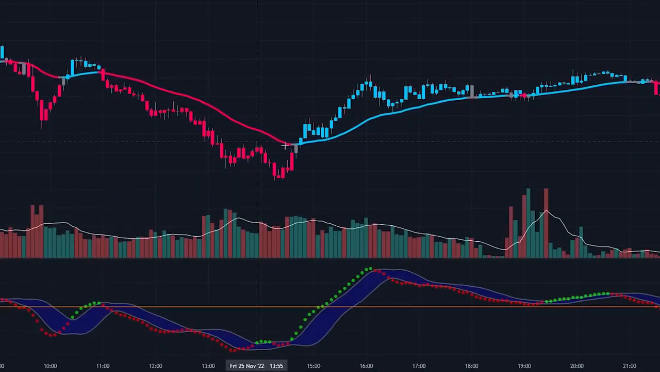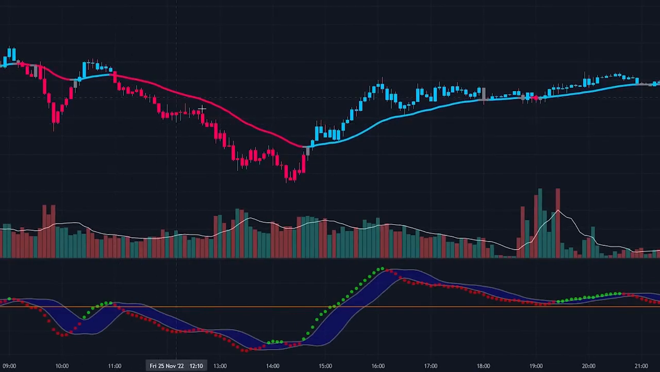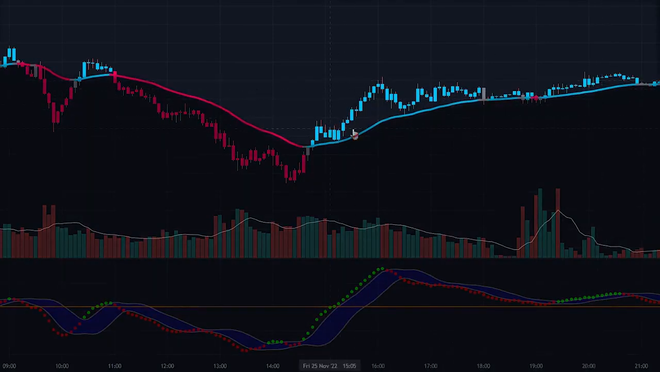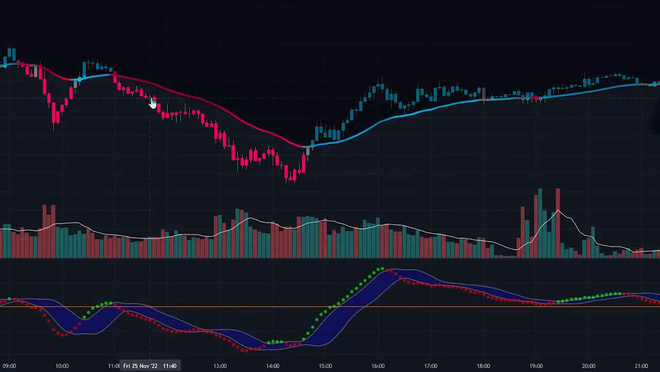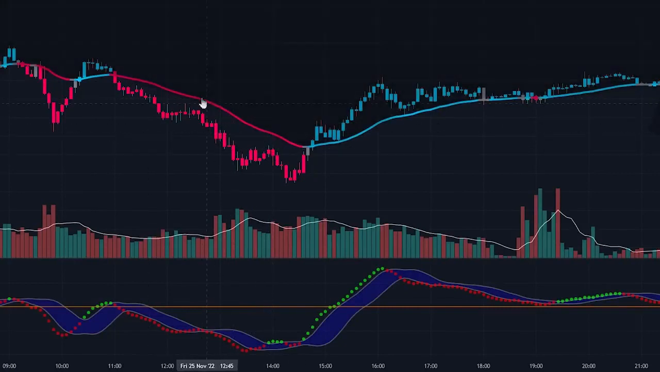The SSL will work as the trend filter indicator. This means that we will use the SSL indicator as a confirmation indicator. We will be looking for buy entries whenever the price is trading above the EMA baseline. And we will be looking for sell entries whenever the price is trading below the EMA baseline.